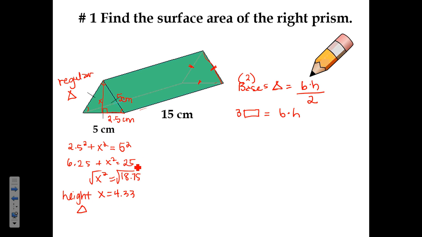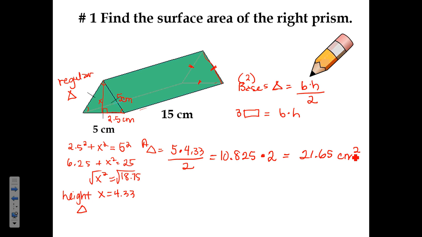So now that I know the height of that triangle, I can go ahead and find the area of those two bases. So I would say base is 5 times 4.33 divided by 2. This is my triangle area, okay? And that would be 10.8, I had to do this in my calculator, 10.825, and there's two of those, so that would be a total area of 21.65 centimeters squared. That's the area of the triangles.